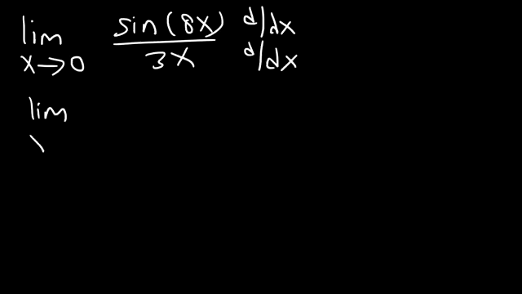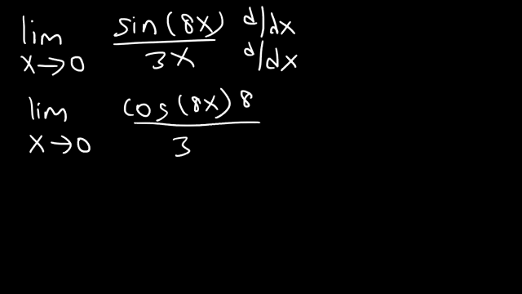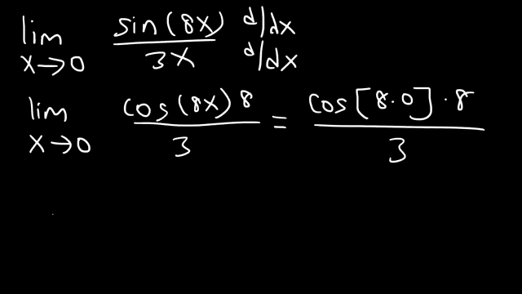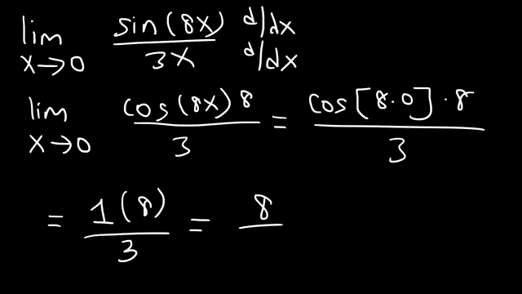The derivative of sine 8x is going to be cosine 8x times 8. And for 3x, it's just going to be 3. So now we can use direct substitution. So this is cosine 8 times 0 times 8 over 3. Now cosine 0 is 1, and so we have 1 times 8 over 3, which means the final answer is 8 divided by 3.